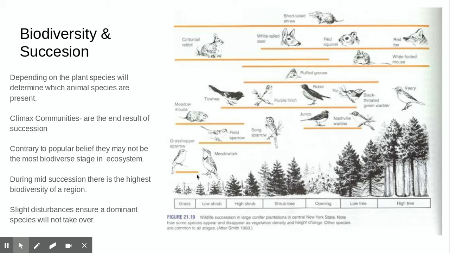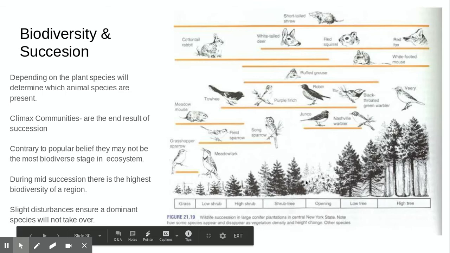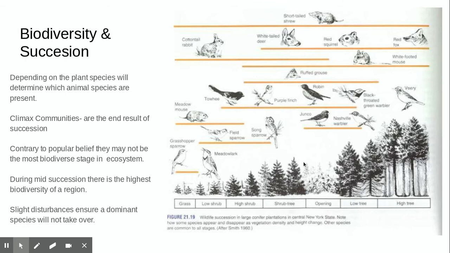So this is a great image because it's showing you biodiversity on a scale at which organisms are going to be present during a particular time. This is going to be what we call early succession species. This would be mid-successional species. And this is what we're going to call late successional species, all the way at the end.